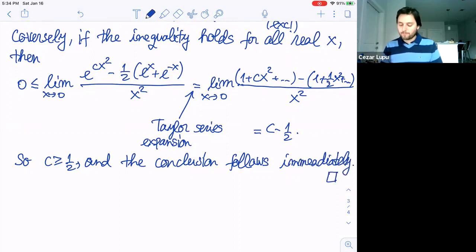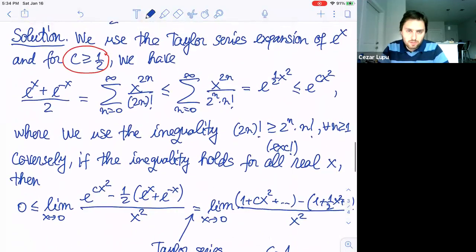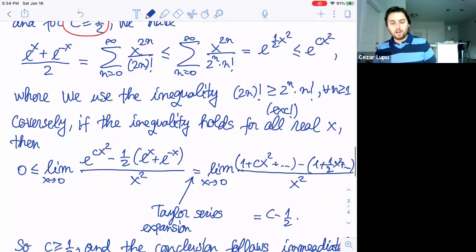All right. So that was the trick. Well, I wanted to do this problem. It's pretty easy, I would say, as long as you know what to do. The main idea is just to use the Taylor series expansion of the exponential.